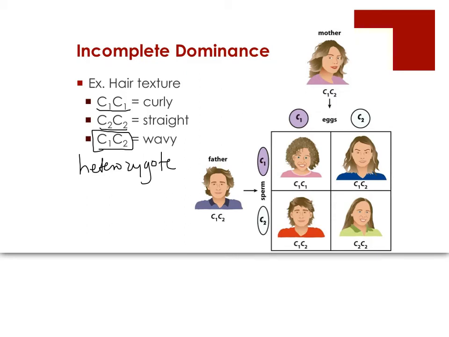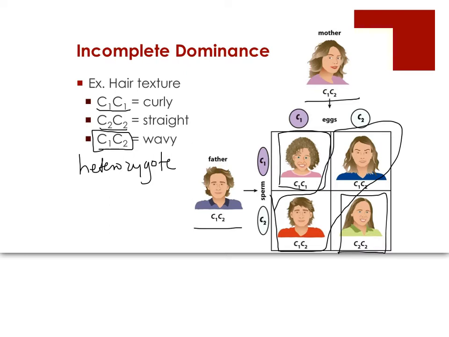So here we have a father with wavy hair, a mother with wavy hair, both heterozygotes. They have a 1/4 chance of having an offspring with curly hair, a 1/4 chance of having an offspring with straight hair, and a 50% chance of having offspring with wavy hair.